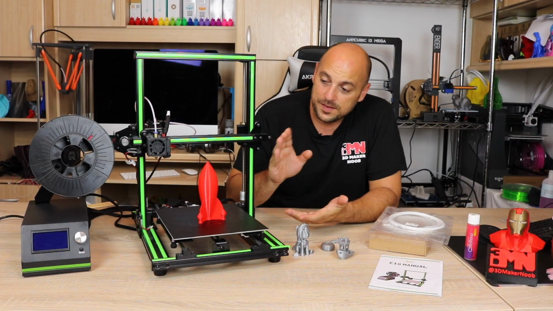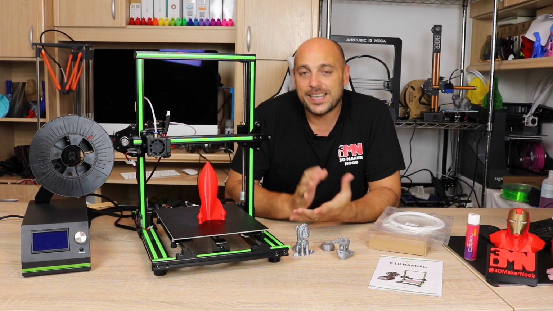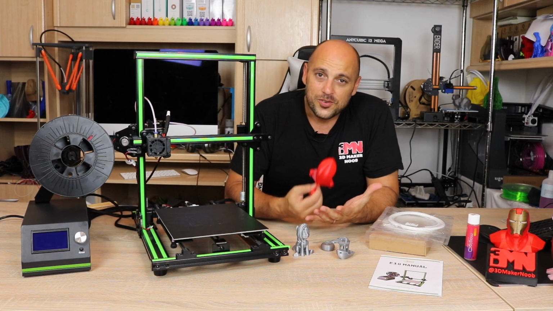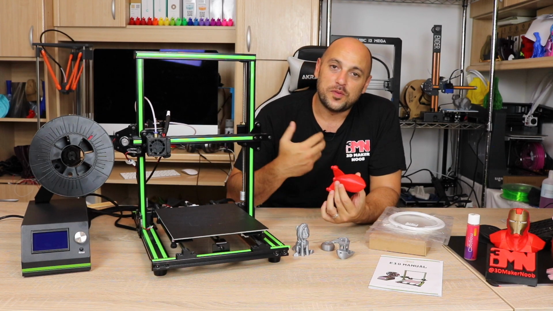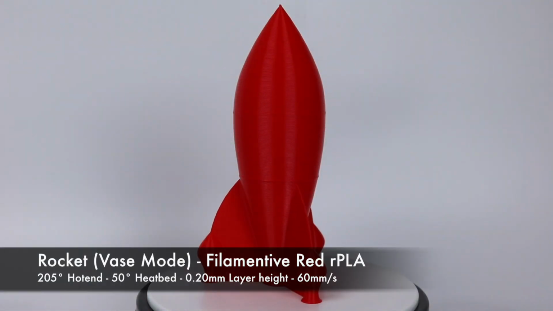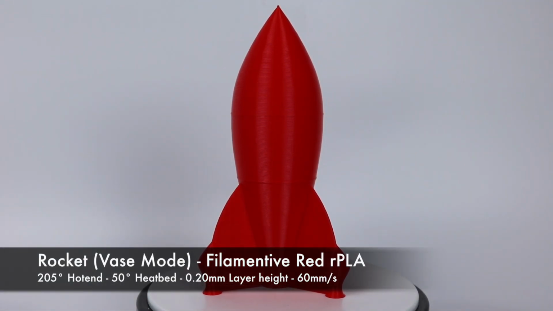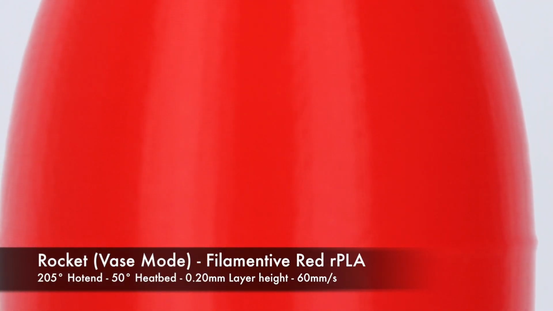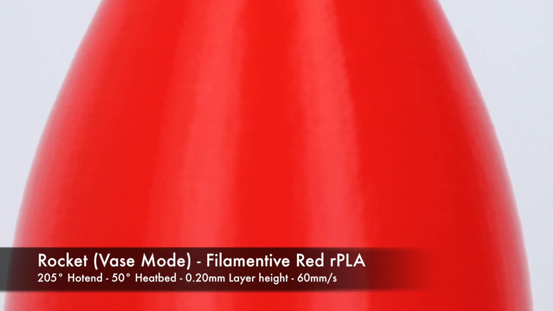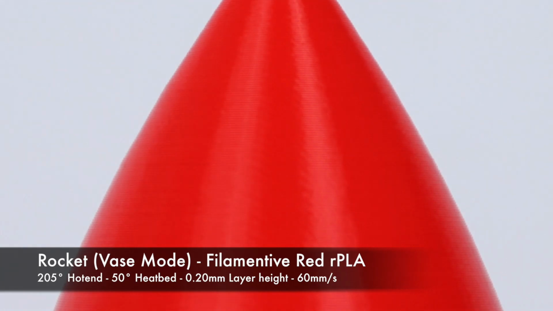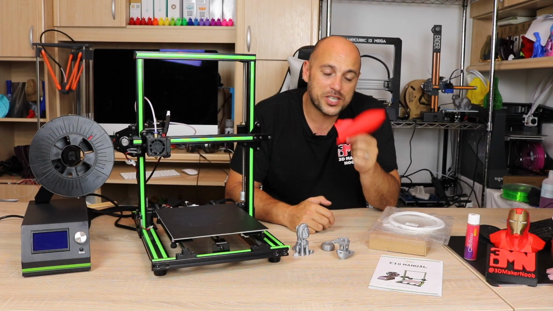Finally, I threw in some Filamentive red rPLA and I wanted to print something in vase mode. So I printed this rocket right here. Granted, it is in vase mode, so vase mode prints tend to always be better than normal, but I really wanted to see how it would perform. And the result is actually quite nice. You can clearly see that this printer has some good capabilities in terms of printing, especially in vase mode. So the result was actually quite good and I was very, very happy with that.